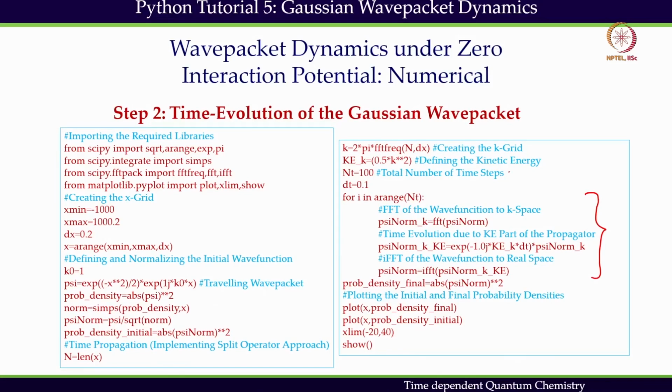Here we are considering Nt to be 100 atomic units of time. After 100 atomic units of time, where the probability density is, that's the final probability density we have found. So this is something you should remember, and the delta t we have taken to be 0.1 atomic unit.